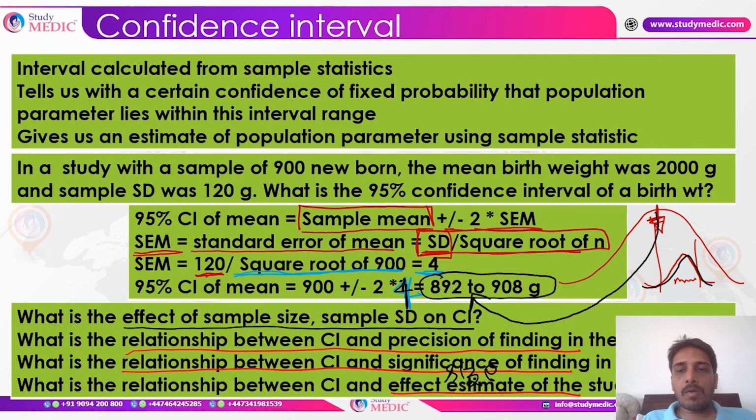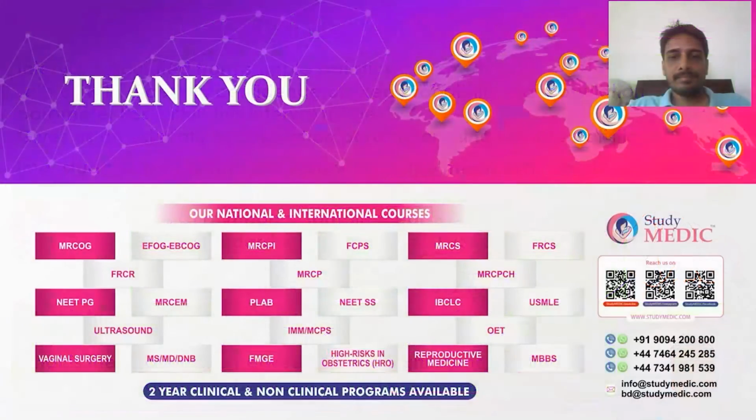So these are some of the various high-yield topics in this YouTube revision series on MRCOG1 related to the area of biostatistics. Some of the other high-yield topics are also there.